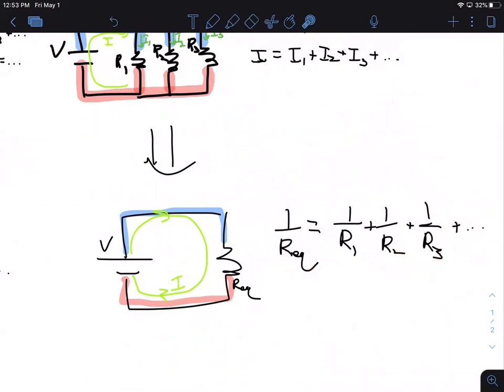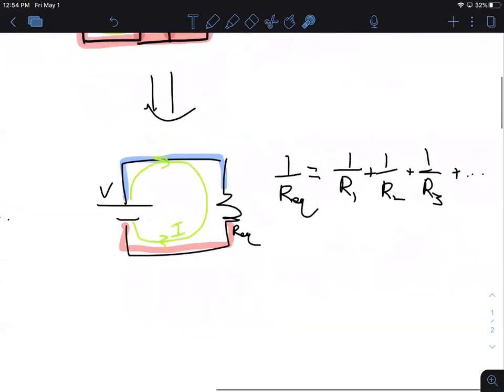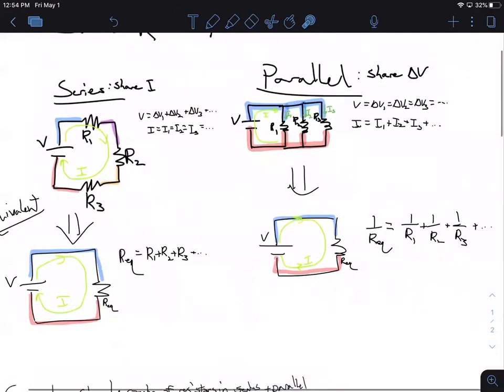1 over the resistance of the equivalent is equal to the sum of 1 over each of these. What this formula says is that as I add resistors in parallel here, as I add more, the equivalent resistance actually goes down, because as I add more paths, I get more current, which means overall I need less resistance. So that's kind of weird. Adding more resistors decreases the overall resistance in parallel. Okay, so those are the rules as we know it.